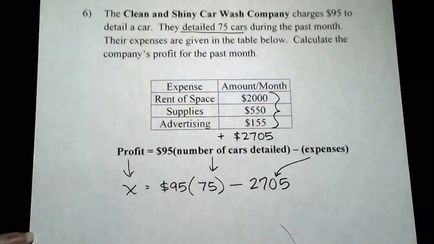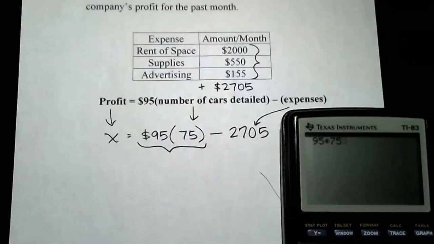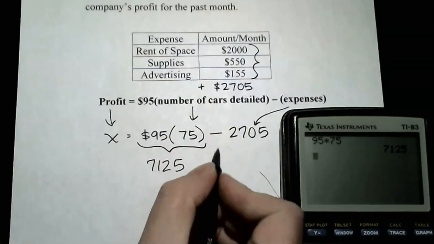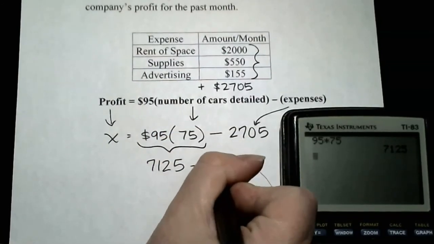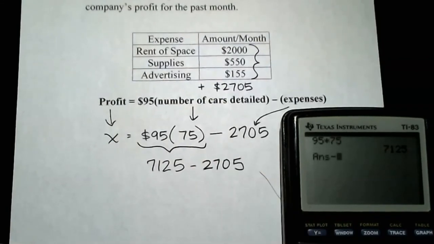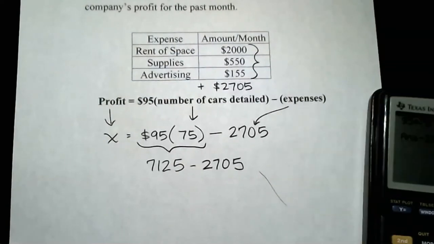Okay, so now I need to work this out with the order of operations. So I need to do the multiplication first. So 95 times 75 is 7125 minus 2705 is 4,420.